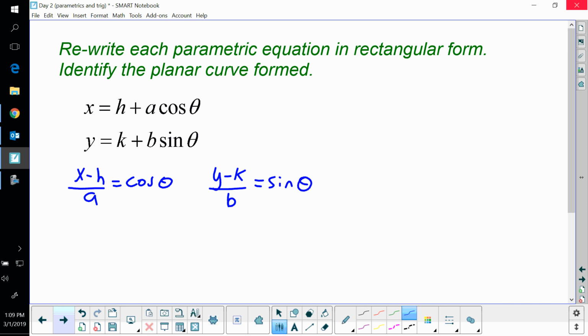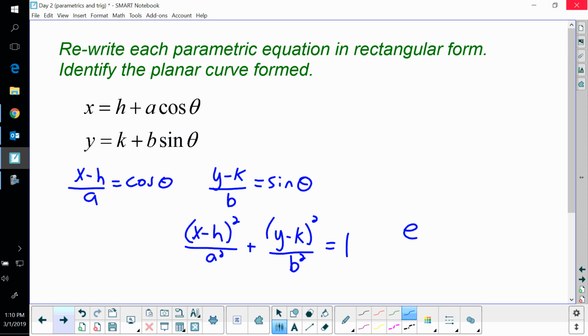And if we sub those into our Pythagorean property, we'll end up getting x minus h squared over a squared plus y minus k squared over b squared equals 1. And again, that's coming from subbing into sine squared theta plus cos squared theta equals 1. I guess technically we subbed it into cos squared theta plus sine squared theta equals 1. We've got 2 parts squared. The bases are different. And it's a plus, so this is an ellipse.